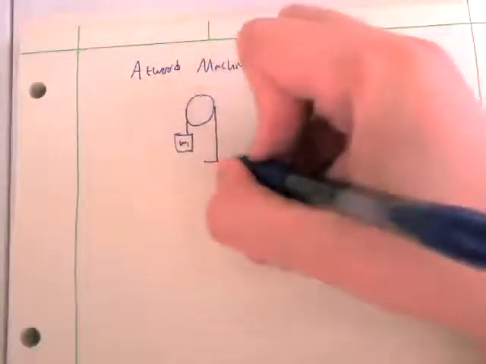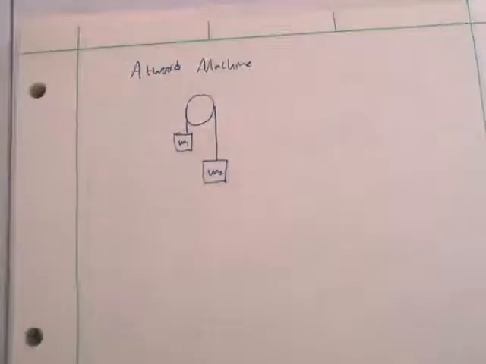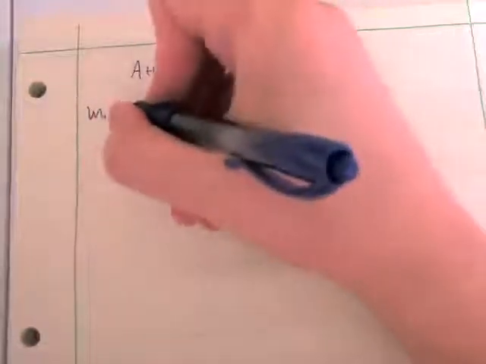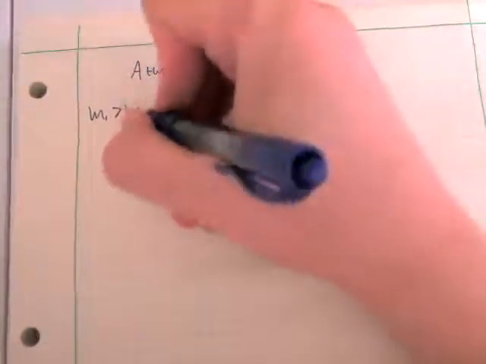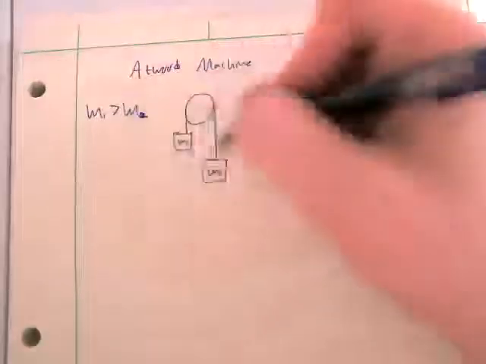Here are some strings attached to either side of the pulley, and we have masses hanging off of either side. I'm going to call them M1 and M2. I'm not going to put any numbers to this. I'm just going to say M1 is greater than M2. That's just an arbitrary distinction.